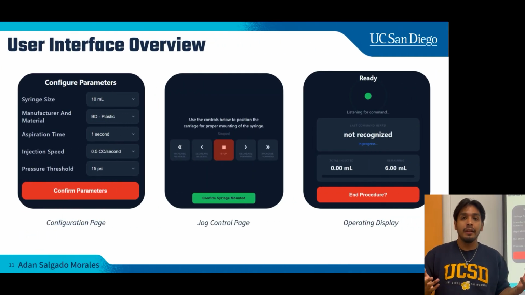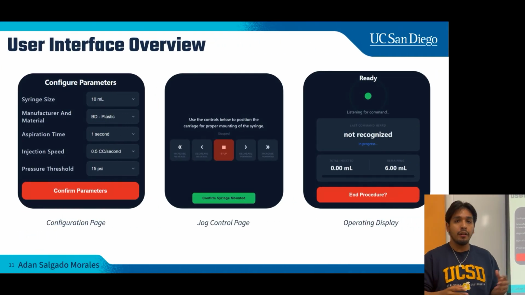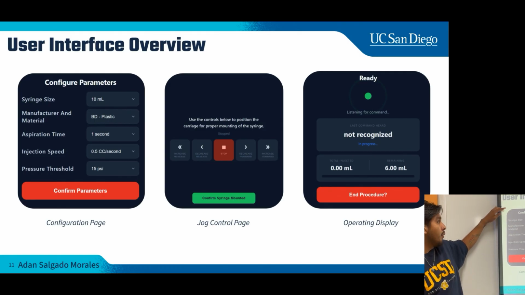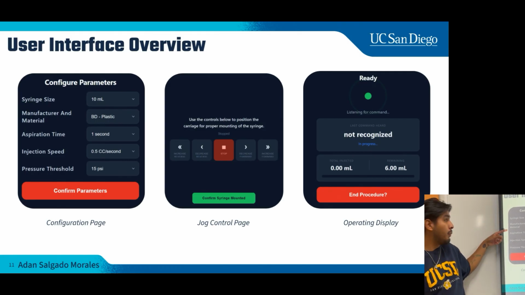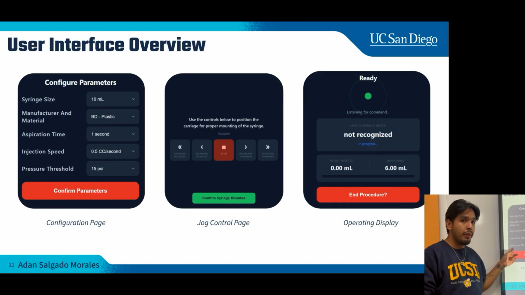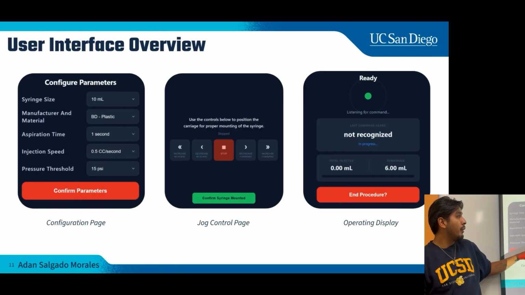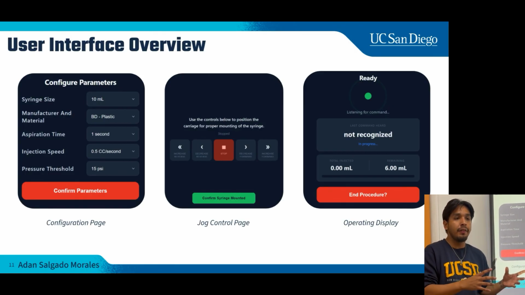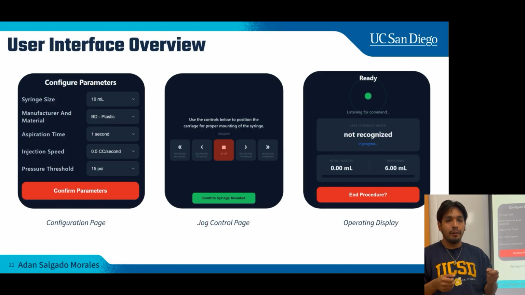So here's some of the main pages that the doctor would come across while using the application on our device. So the first one they get led into is the parameters page. Here they can choose from the syringe size, the manufacturer, aspiration time, injection speed, and the pressure threshold. Once they're satisfied with the parameters that they chose, they put confirm parameters, they get led into a calibration page. Here they can manually adjust where the carriage is, just to be able to properly mount the syringe.